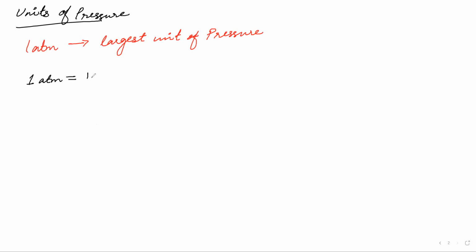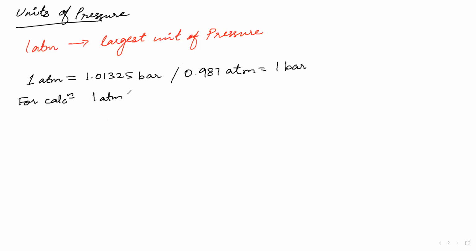1 atm is equal to 1.01325 bar. This is the exact value. And we can also write it as 0.987 atm is equal to 1 bar. Both of them are the same thing. For calculation, we can take 1 atm as 1 bar. I should not write an equal to sign; I should rather write the equivalent to curvy sign.